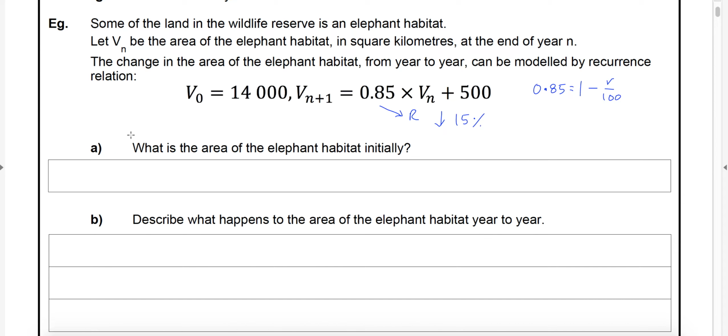So if we have a look at these questions, what's the area of the elephant habitat initially? It must have been this value over here, which is our starting value. So we'll say 14,000 and we'll add in our unit, square kilometres.